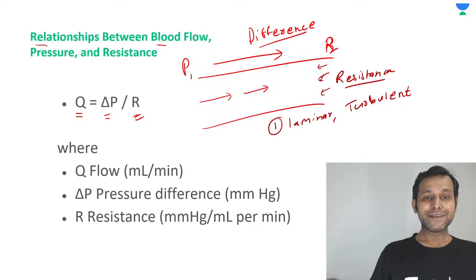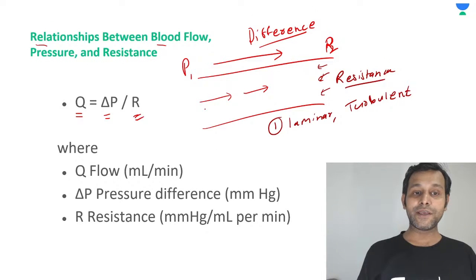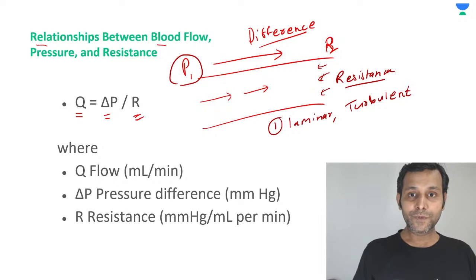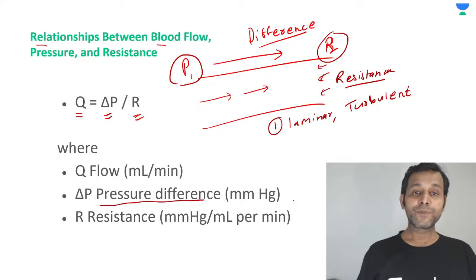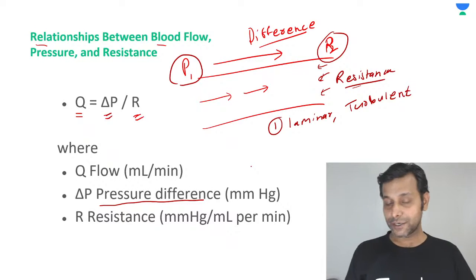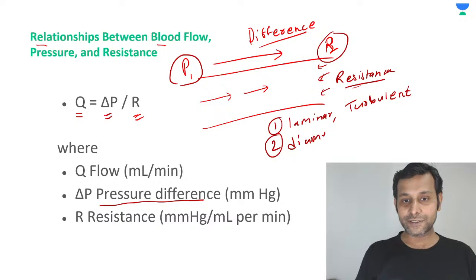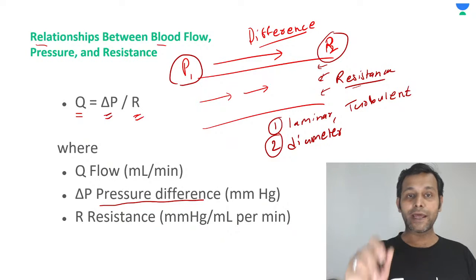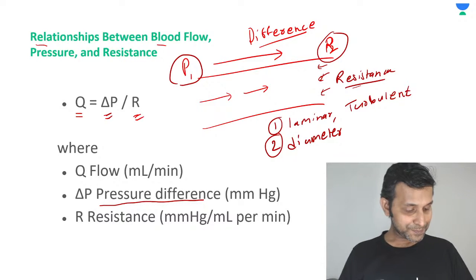Great, that's nice. The pressure difference across the vessel will determine the flow. If there is more pressure gradient, there is more flow. So delta P, the pressure difference or pressure gradient, will support the flow, whereas resistance will oppose the flow of blood. Another resistance is the diameter of the vessel wall. A vessel with smaller diameter offers greater resistance, and a vessel with larger diameter offers lesser resistance.